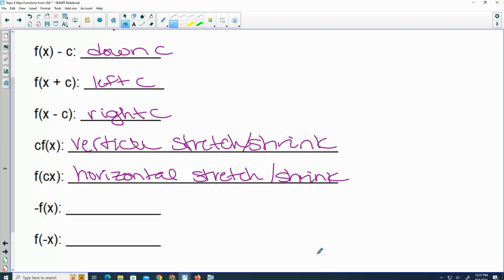Inside does kind of the opposite. So if you're taking it times something bigger than 1, it's actually a horizontal shrink, and if it's smaller than 1, it's a horizontal stretch.